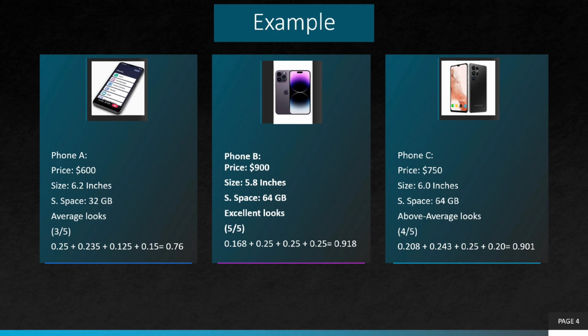Since price and screen size are non-beneficial criteria, the shopper takes the lowest value for these criteria and divides it by each performance value. For the other two criteria, they divide each by the maximum value. To calculate the weighted normalized value, they multiply each by 0.25. Since phone B has the highest performance score after the calculations, it's the best choice of mobile phone for this shopper, according to MCDM and the weighted sum model.